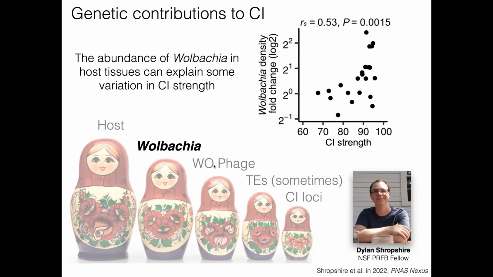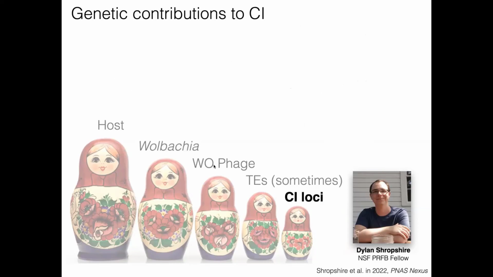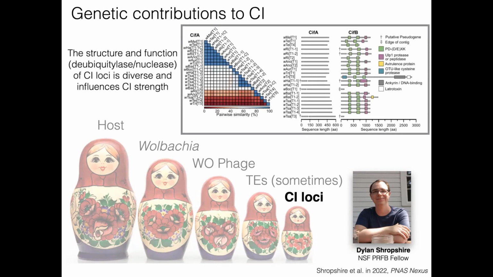I'm going to skip phage and TEs for this part because I just wanted to introduce those in terms of the nested system. But obviously, CI loci, as you learned last week, have dramatic contributions. Those were discovered by really beautiful work in the Bordenstein lab and John Beckmann's lab in 2017. And Dylan contributed to the discovery of both those and the rescue factors. He has a really nice PNAS paper if you're interested in the discovery of the rescue factors. He's now going on to characterize the diversity, structure and function of CI loci.